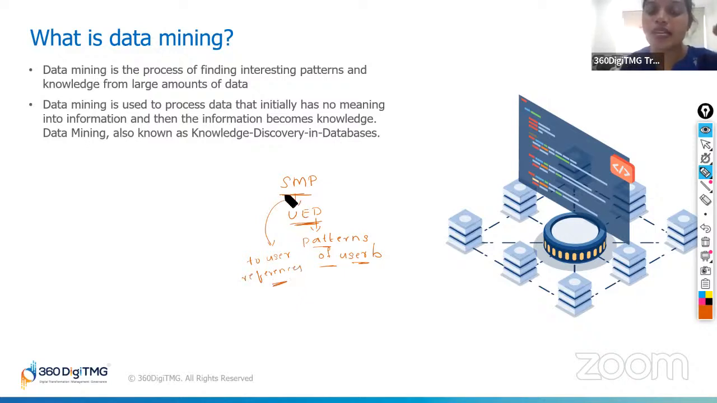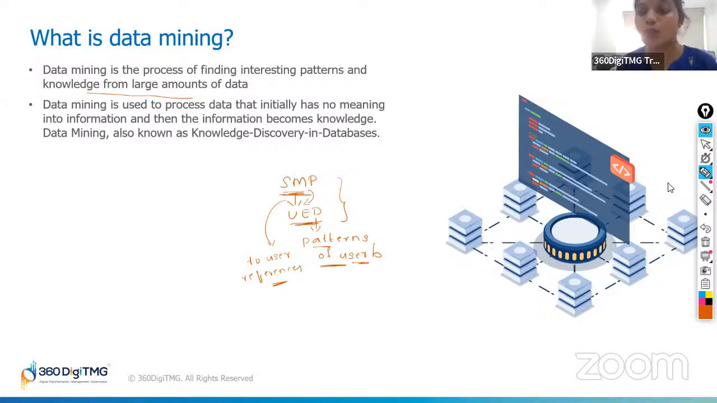Because of this purpose, the social media platform wants to analyze this user engagement data to understand the patterns of user behavior. For this purpose, we will use the concept called data mining. Data mining is the process of finding interesting patterns and knowledge from large amounts of data. So this is one of the examples for that.